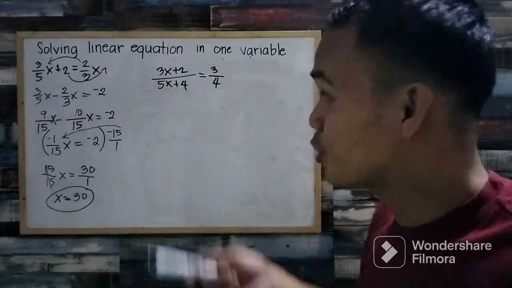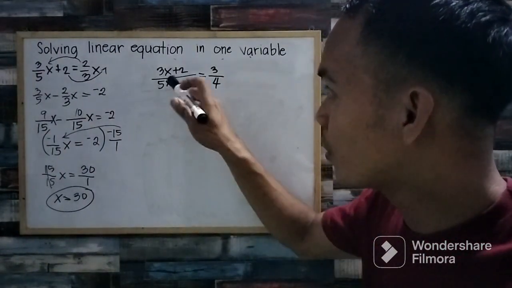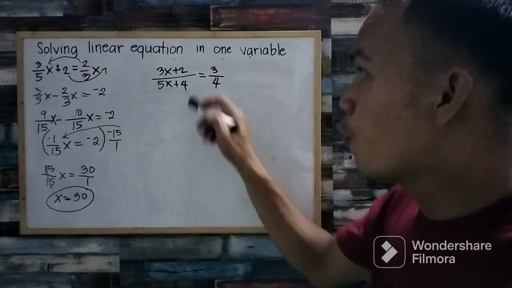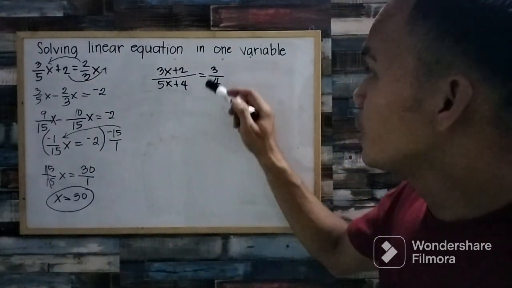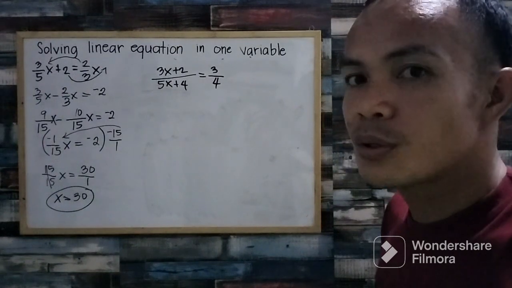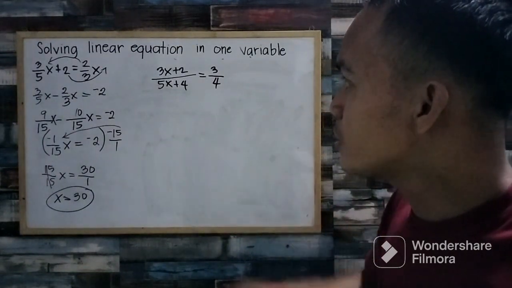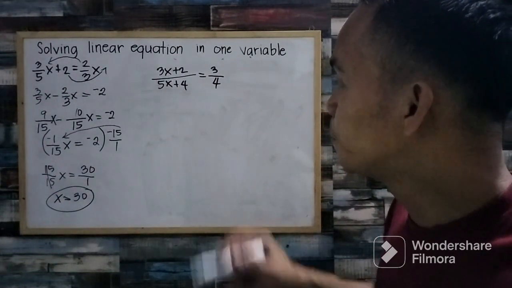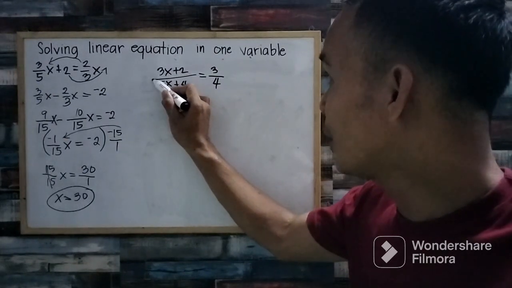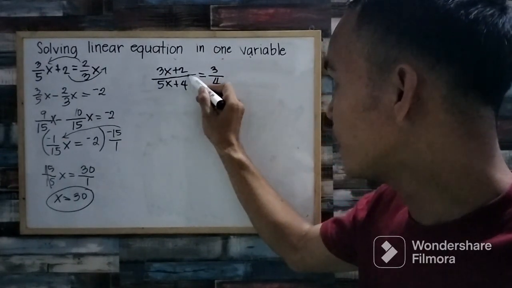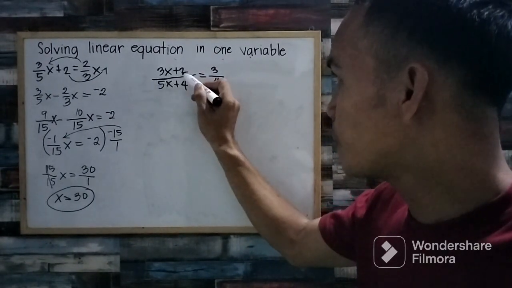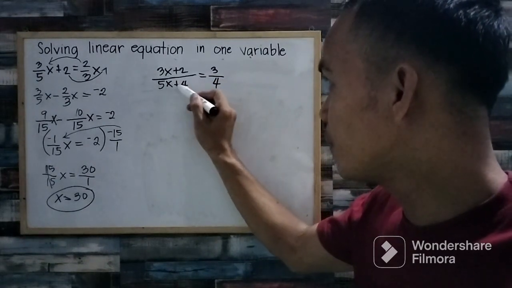Now let's proceed to our last example. We have 3x plus 2 over 5x plus 4 is equal to 3/4. If you can see here, we have fractions, right? Fractions. So 3x plus 2 over 5x plus 2.